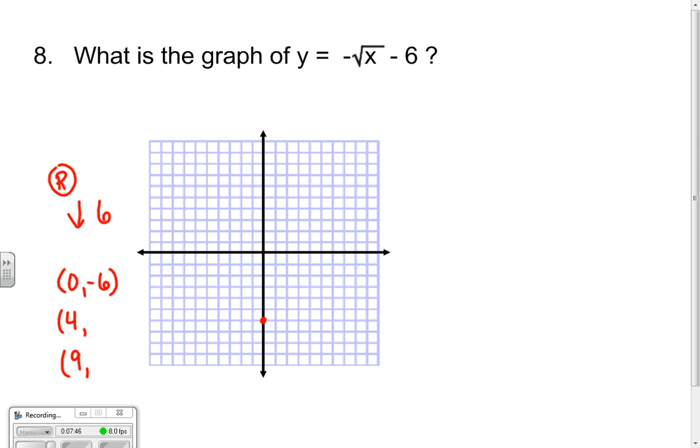So the square root of 4 is 2. The negative out front makes it negative 2, and negative 2 minus 6 is negative 8. If I put a 9 in, the square root of 9 is 3. But the negative makes it negative 3, and negative 3 minus 6 is negative 9.